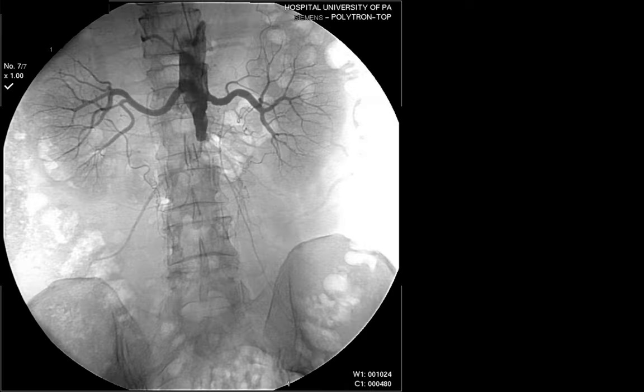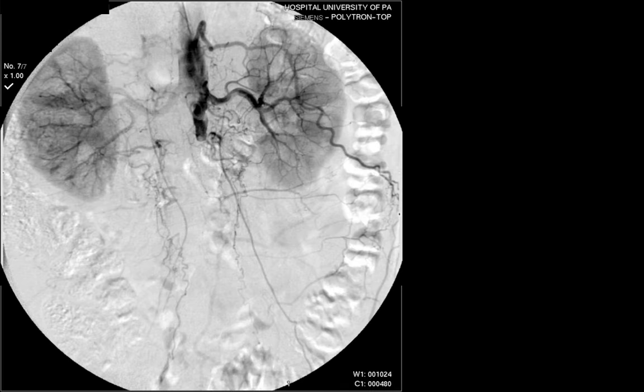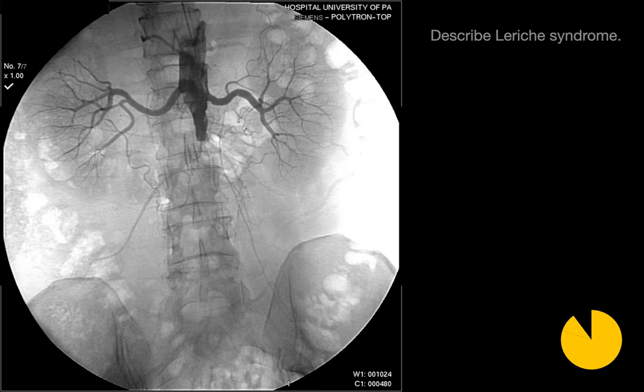These are interventional radiology board review cases, and this is group one. Describe Leriche syndrome.